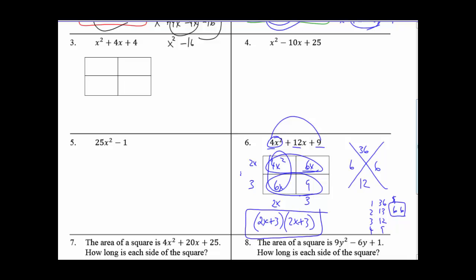If we double check, multiply these, distribute through, we get 4x squared. We get a plus 6x. We get another plus 6x, and then we get this 9. 6x plus 6x is 12x.